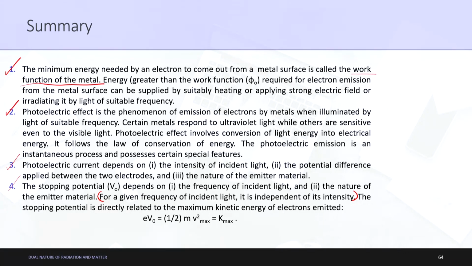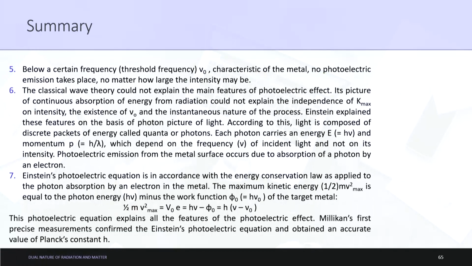The stopping potential is directly related to the maximum kinetic energy of electrons emitted, that is eV naught is equal to K max, and this is where we also use this formula for the de Broglie relation. Next, below a certain frequency, the threshold frequency, a characteristic of the metal, no photoelectric emission takes place, no matter how large the intensity may be. So basically, there is a threshold frequency below which, even if you increase the intensity, there is no photoelectric effect.